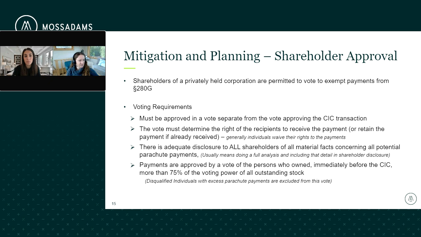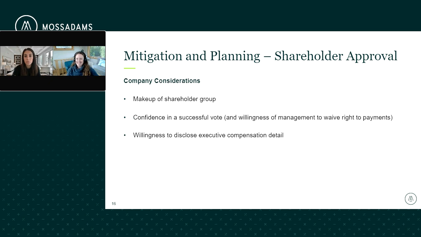All right, let's move on to the next slide. So just some important considerations as the company's thinking about whether or not to go down this path of shareholder approval. It's important to know up front where the company stands as far as whether it is an option or not. And one of the considerations is just the general makeup of the shareholder group, the investors.